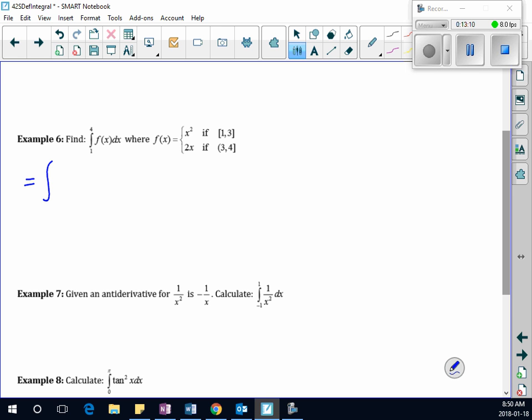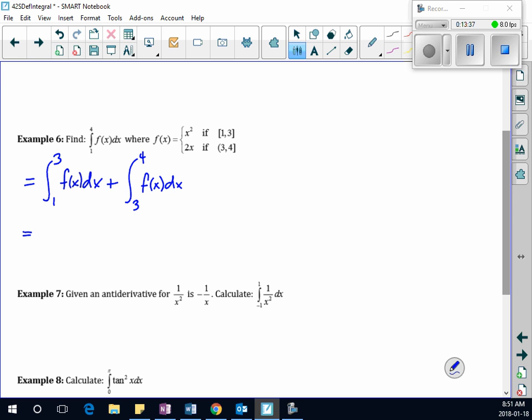So we need to split it up so that it is from 1 to 3 of f of x dx plus the integral from 3 to 4 of f of x dx. Now, does everybody understand that's the same thing as the integral of 1 to 4? Okay. So now when we sub in the function, it's going to be a different function based on the interval.